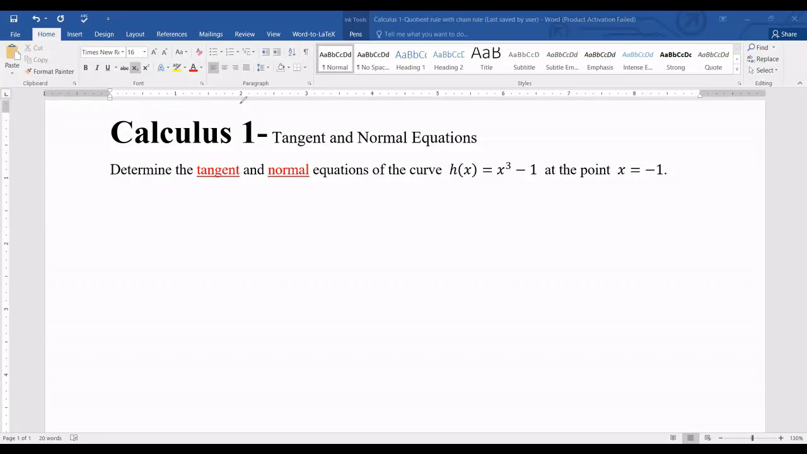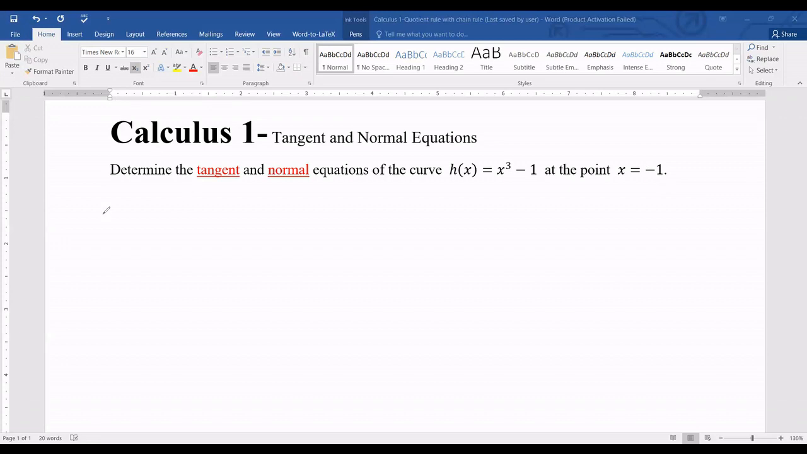In this lesson, I will show you how to construct a tangent and normal equation based on the given curve and the given value of x. Take a look at this example. Determine the tangent and normal equation of the curve h(x) equal to x cubed minus 1 at the point x equal to minus 1.